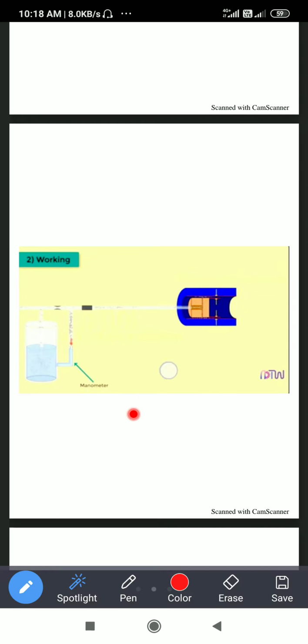You can see in this diagram, the gauging heads have some red colored spots, which are nothing but holes from where the air comes out. And that air is allowed to pass within the inner part of the workpiece.